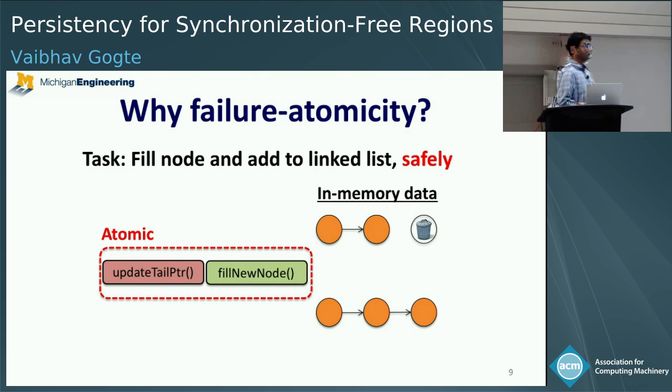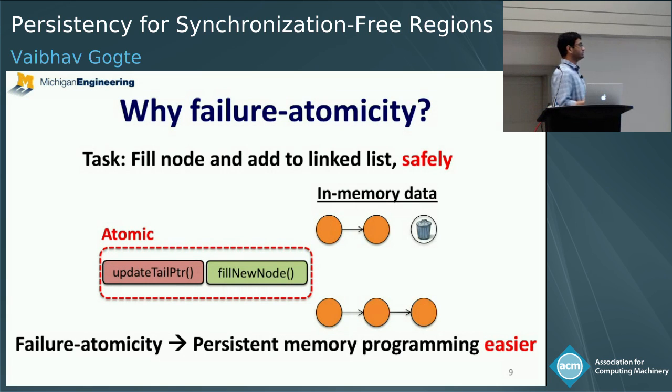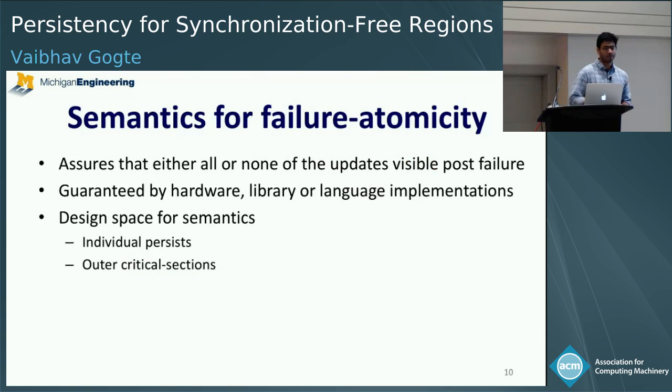As an alternative, we can make these two steps atomic, or failure atomic. That is, in case of failure, either a new node is added to this linked list or the linked list retains its original form. Thus, failure atomicity makes persistent memory programming easier. Specifically, failure atomicity assures that either all or none of the updates are visible to recovery post-failure. And it is guaranteed either by hardware, library, or language implementations.